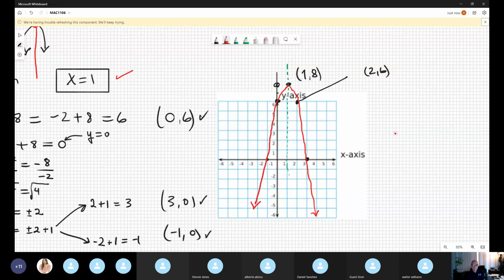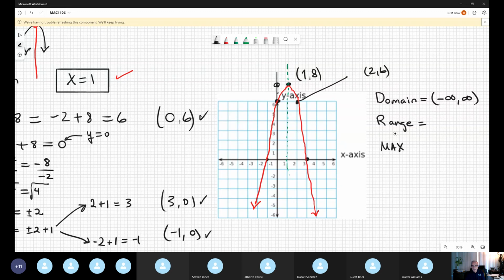Cool? Cool. Domain, range, and in this case maximum. Domain is always all real numbers. We have no restriction, we have no division by 0, we have no square root of a negative number, no.